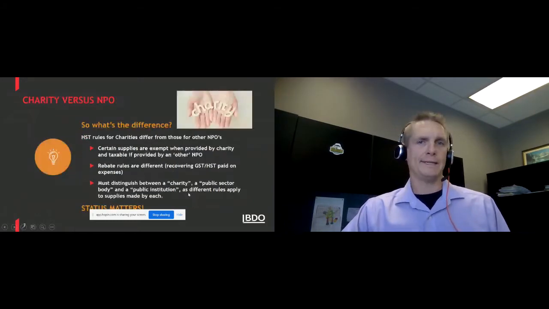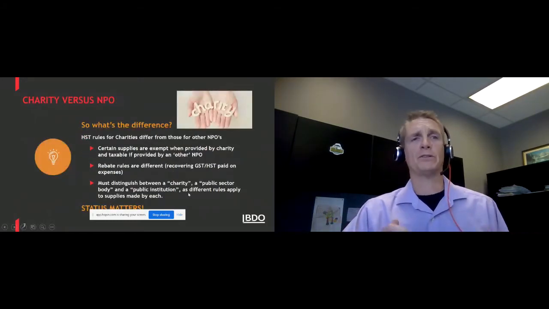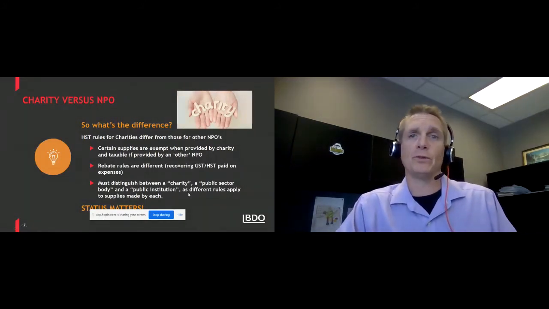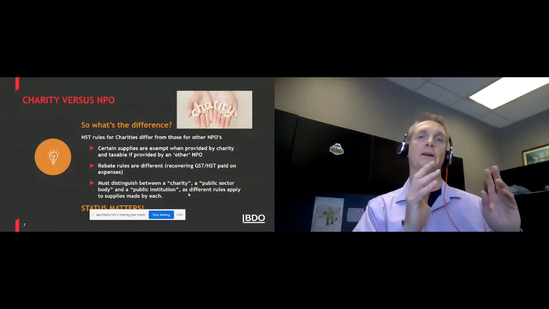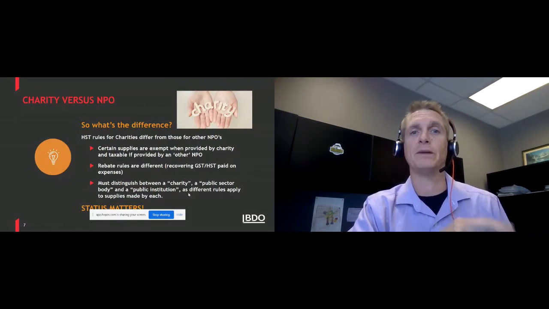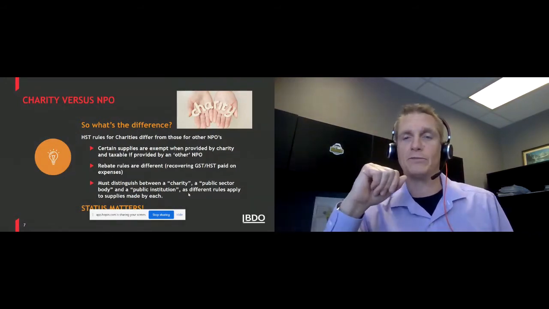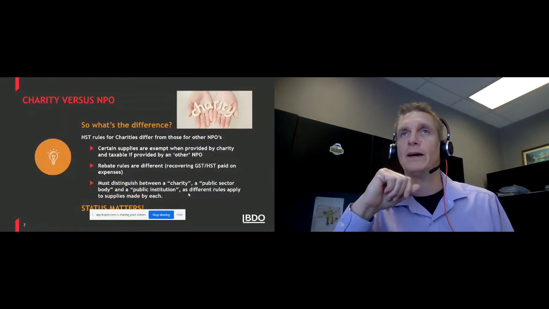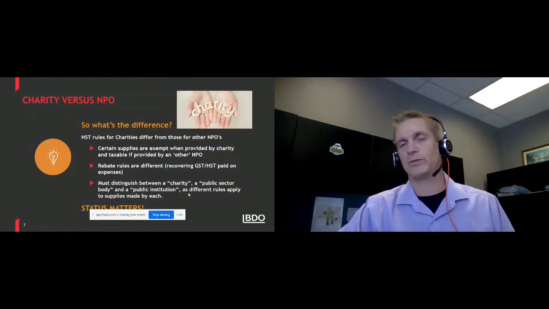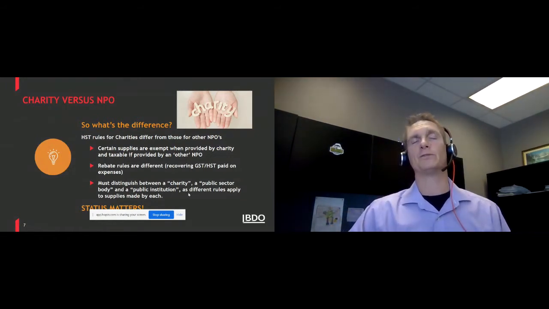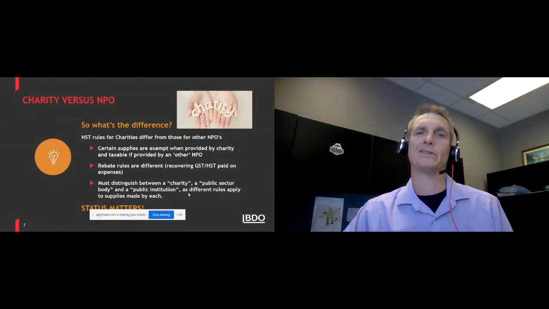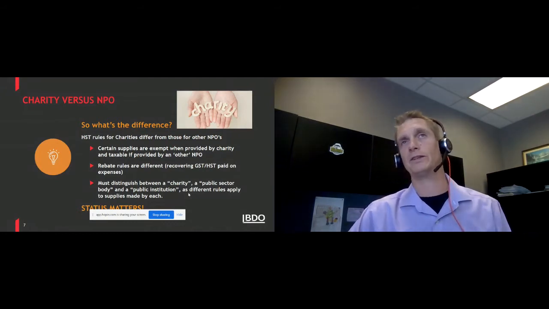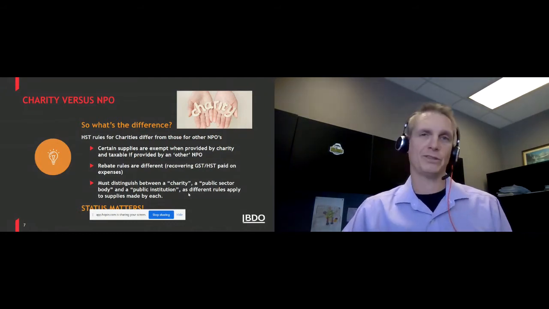So why do we care about distinguishing between charities and NPOs for GST purposes? Well, simply put, the rules are very different. Charities have their own set of rules. There are some supplies that are exempt when a charity makes them, and they might be taxable when a not-for-profit organization makes them. Their rules for claiming rebates are different. So it's really important to know what kind of organization you are. And just to make things more complicated, there's a third kind of organization called a public institution that we'll just touch on briefly, and it's kind of a hybrid of the 2.